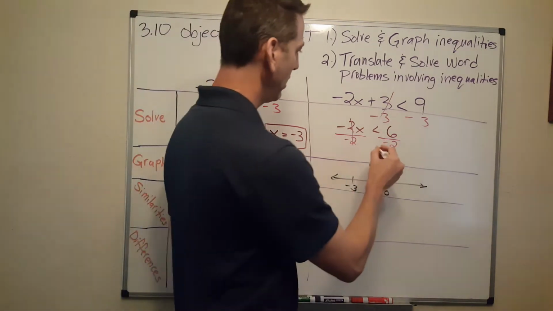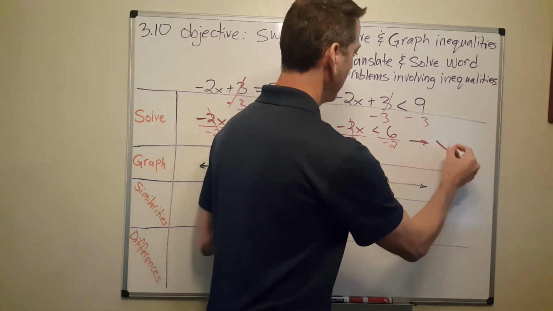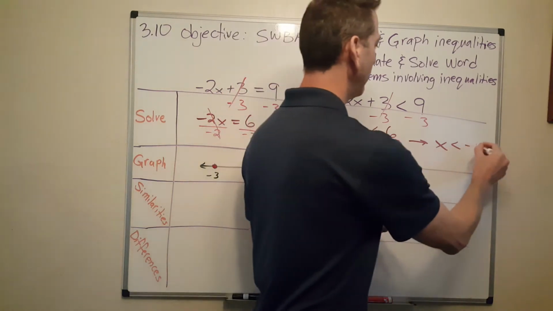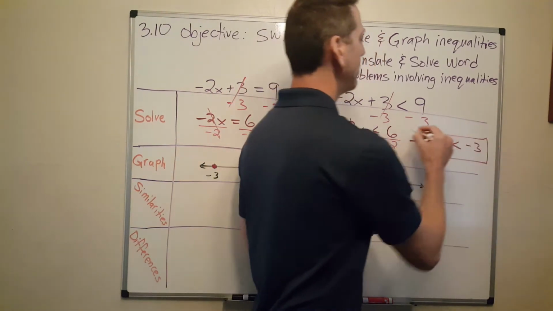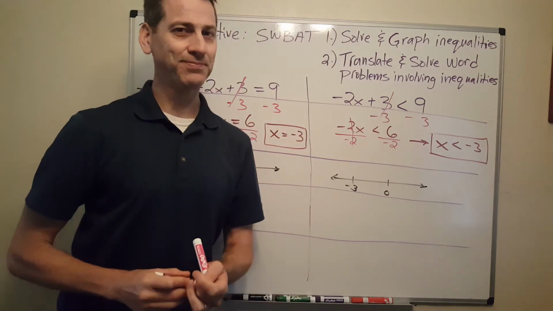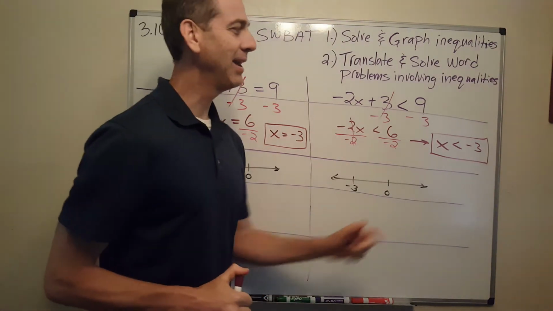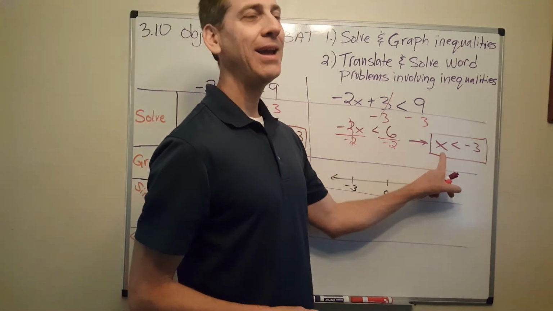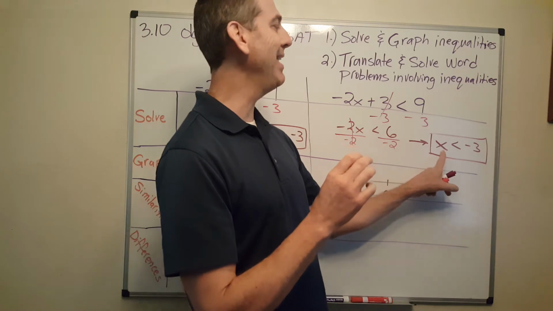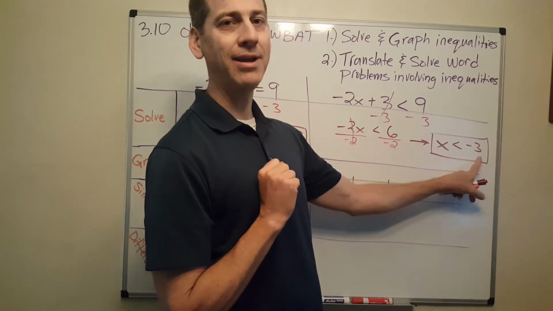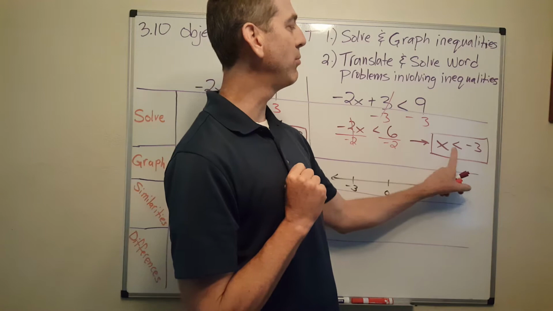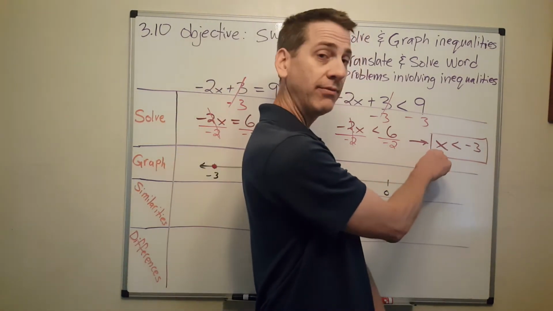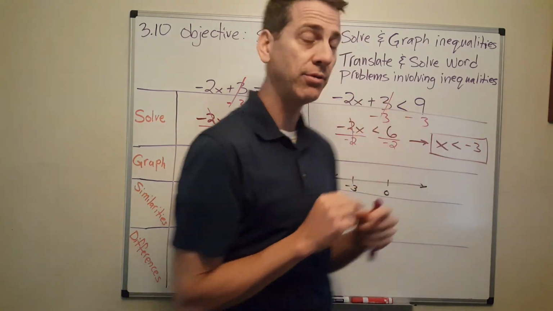Divide both sides by negative 2, and we get x is less than, now 6 divided by negative 2 is negative 3. So there's my solution. Or is it? Let's check that solution. This means the solution is any number that's less than negative 3. X can be any number less than negative 3. See how the smaller end is facing the variable? That means the variable has got to be less than negative 3.